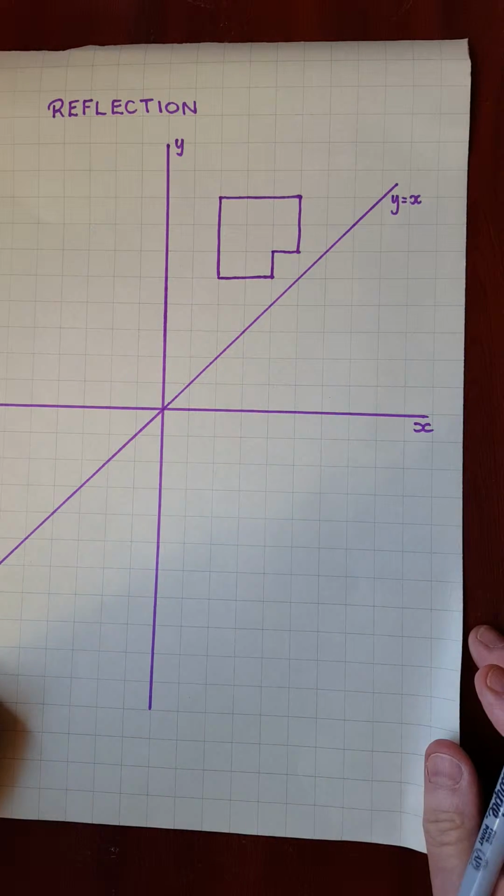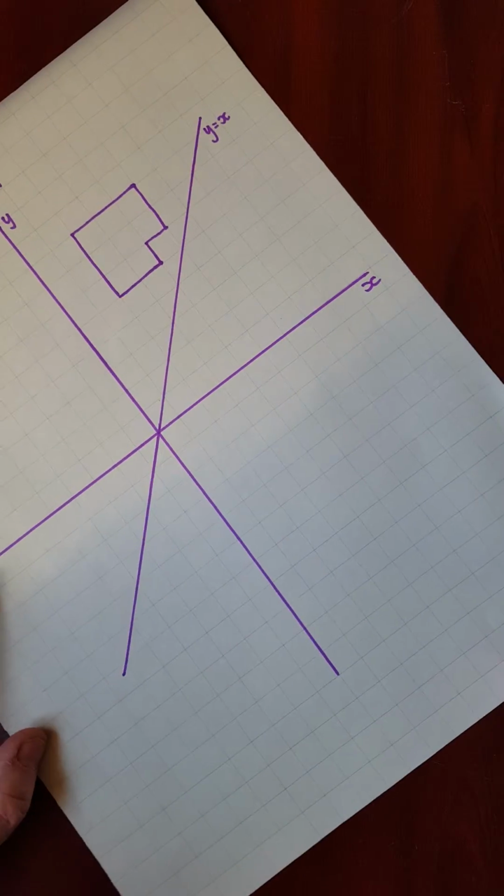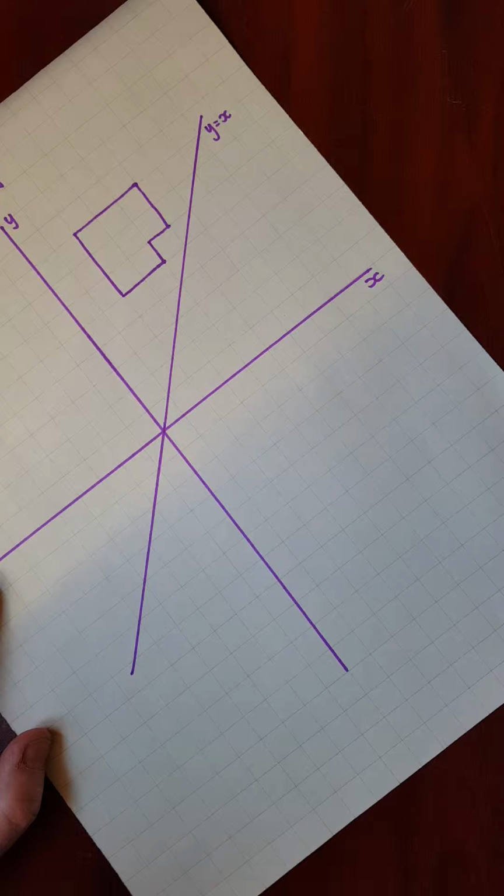Now, very often when you're doing a diagonal line reflection, I think it's quite easy to turn it so that that diagonal line looks as though it's vertical or horizontal.